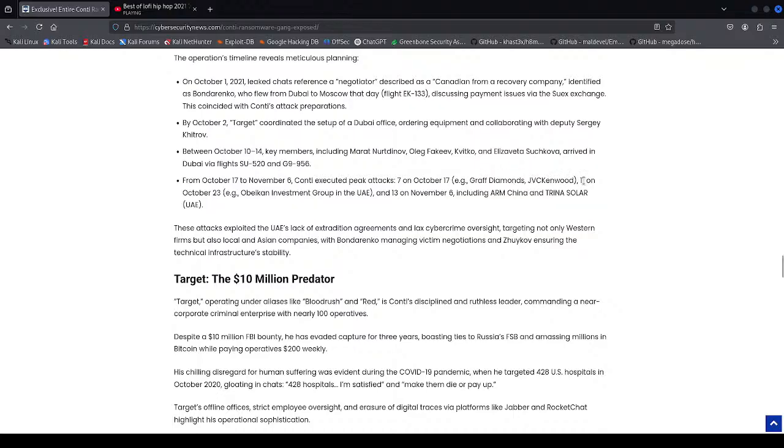11 on October 23, of Bitcoin Investment Group in the AE, and 13 on November 6, including Arm China and Trina Solar AU. These attacks exploited the UAE's lack of extradition agreements and lax cyber oversight, targeting not only Western firms but also local Asian companies, with Badrenko managing victim negotiations and Sukov ensuring the technical infrastructure's stability. Again, this is the big key here.